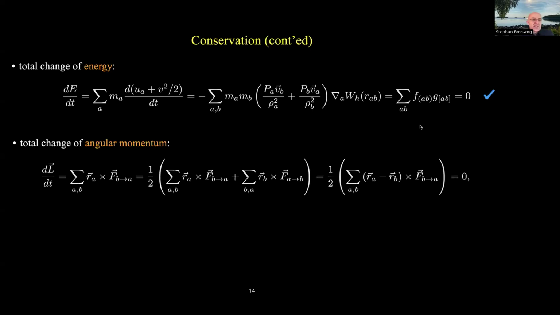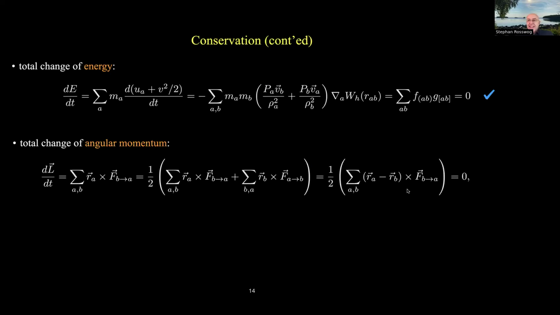Now you can do the same thing for angular momentum. There you look at the total torque and you sum up all the torques. And since you have this double sum here, you can just decide, well, just make 2 sums, divide by 2. And now in one of the sums, we just relabel A and B, which we're summing over both of them. So that's fine. But if you do this, then you see that you can write this in this way.